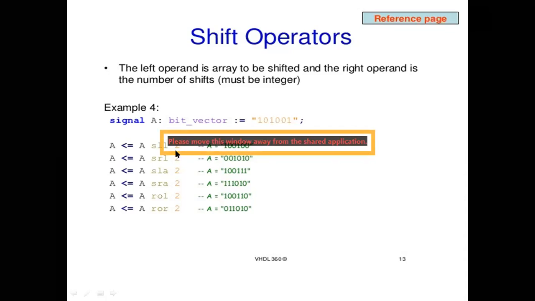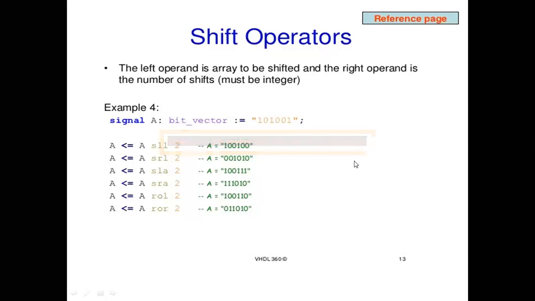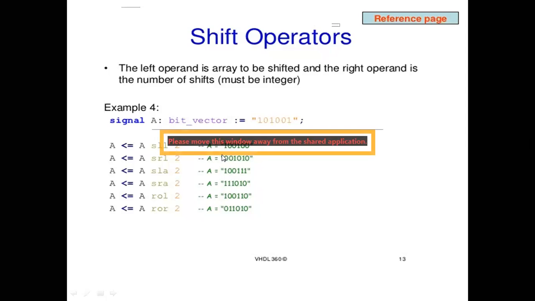If you mention 1 here, SLL 1, the shifting operation is done on a single digit. So the answer is 01001. At the last place you put 0. But here we have 2, therefore the shifting operation is done on 2 bits.